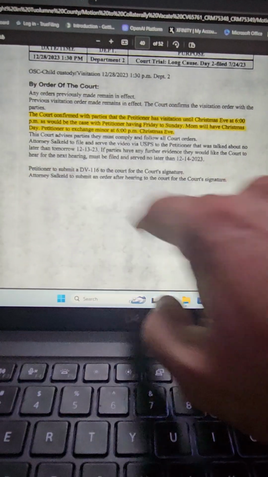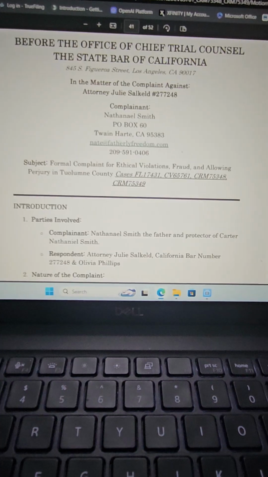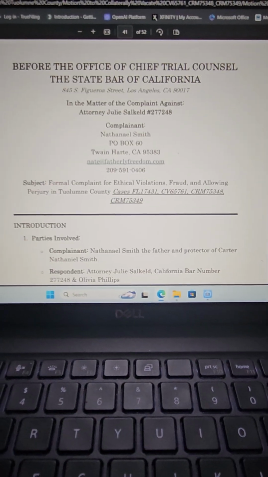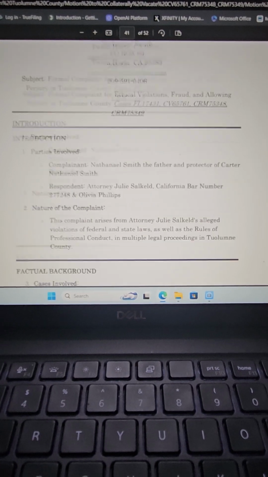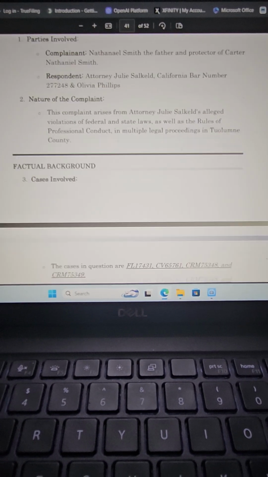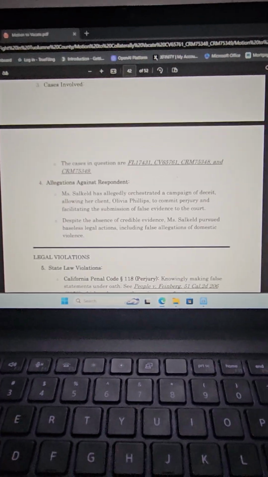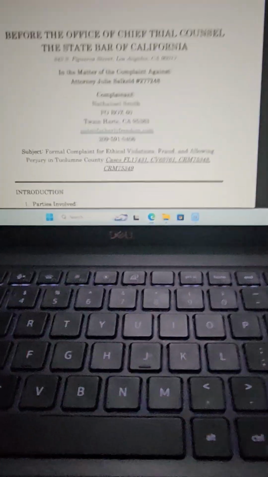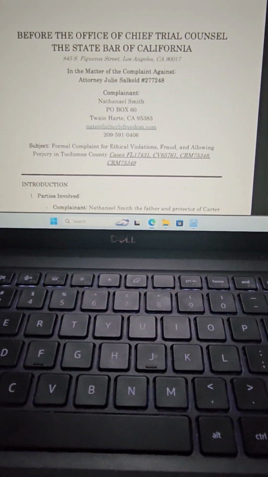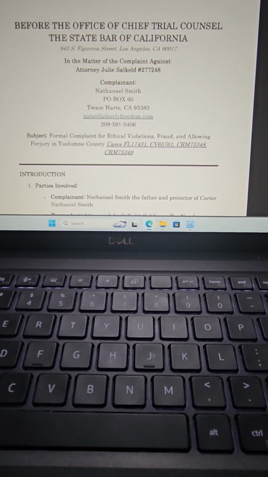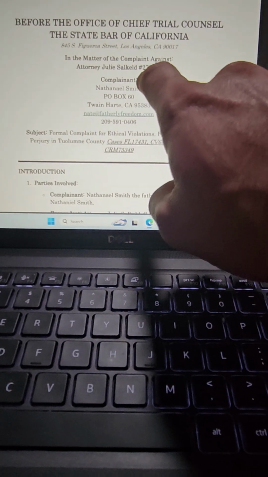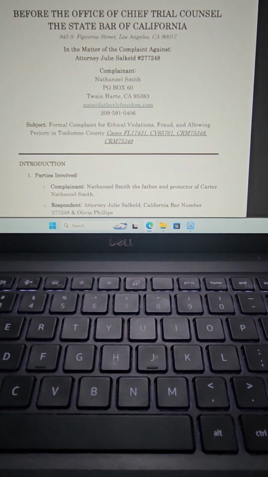And then look at this, this is just total crock of shit. Here's the complaint on Julie that went to the California Bar. I sent it directly to the Chief Trial Counsel. These are all the violations, parties involved. Check out this complaint. This is a badass complaint. In the matter of the complaint against attorney Julie Sockeld with her fake attorney number, right?